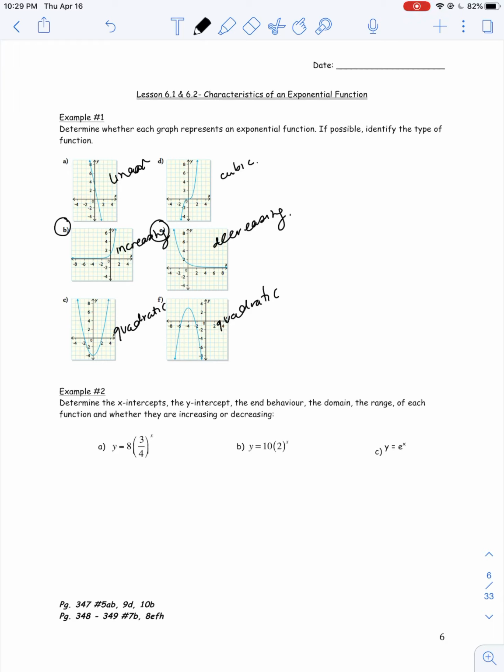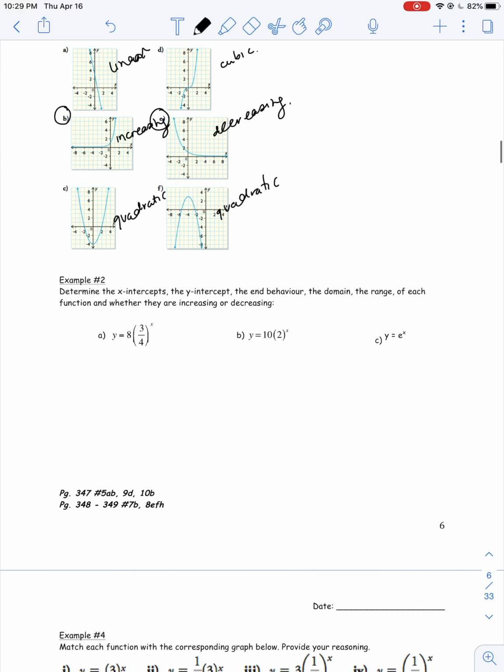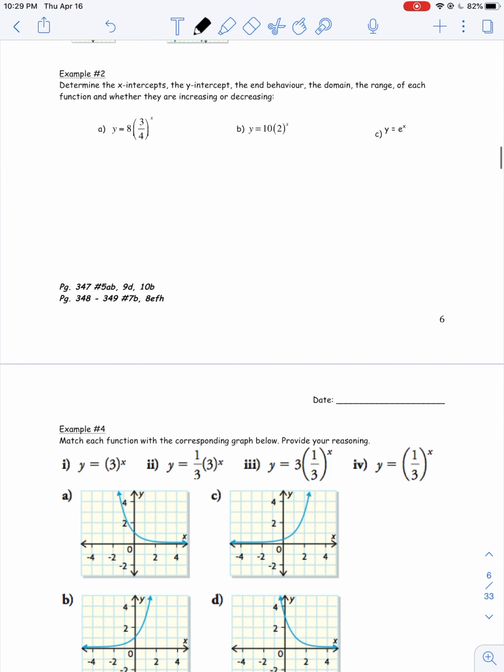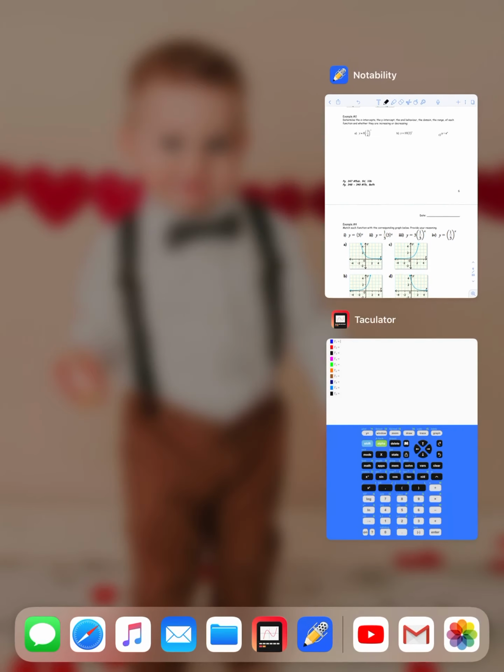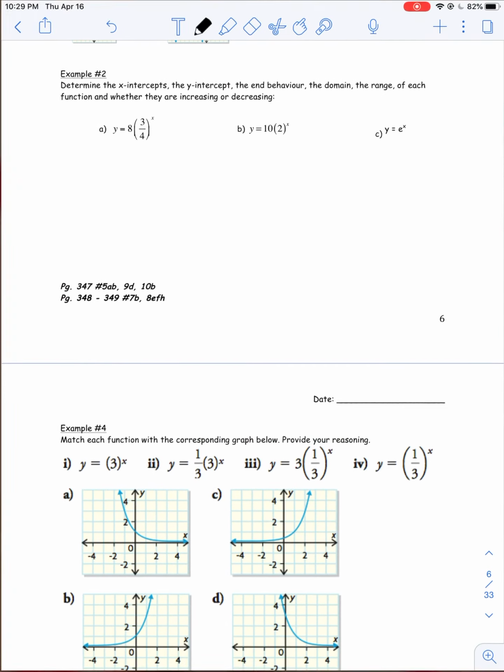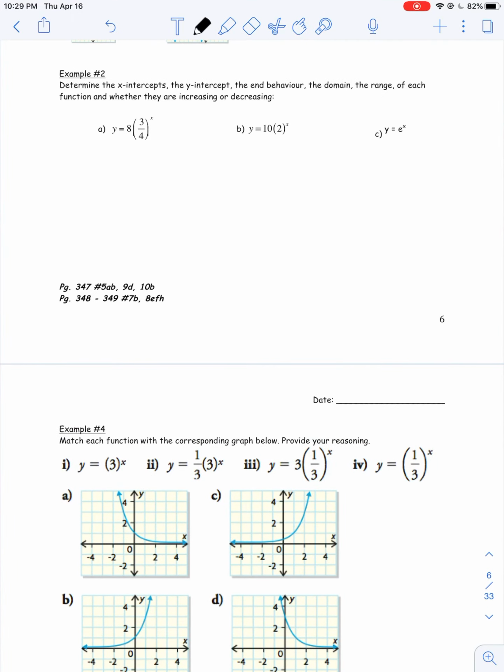So in example number 2, what we're going to do is graph each one of these, and I'll show you what buttons I'm pressing. So you want to figure out what the x-intercept is, the y-intercept, the end behavior, the domain and range of each function, and decide whether it's increasing or decreasing. Okay, so I'm going to go to the graphing calculator, and I'm going to put in 8(3/4)^x.